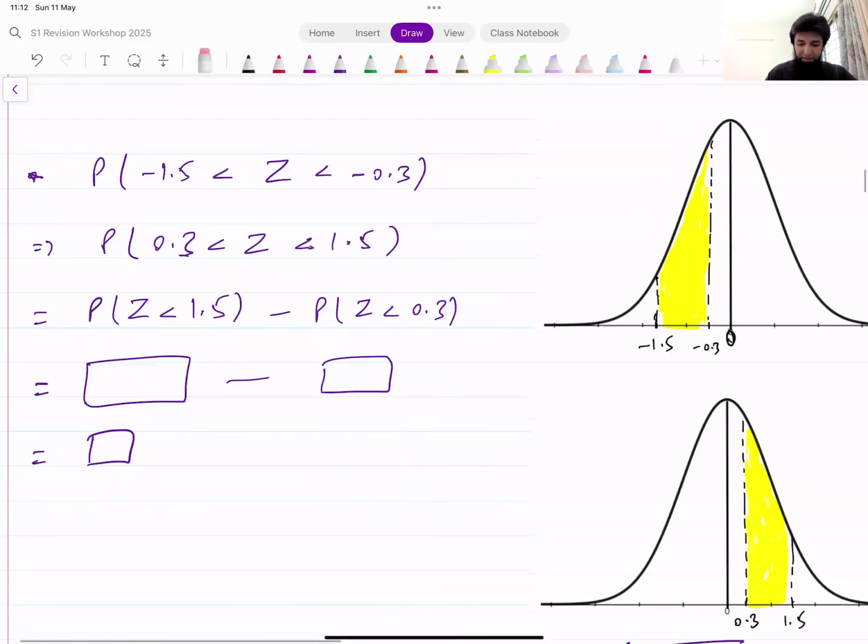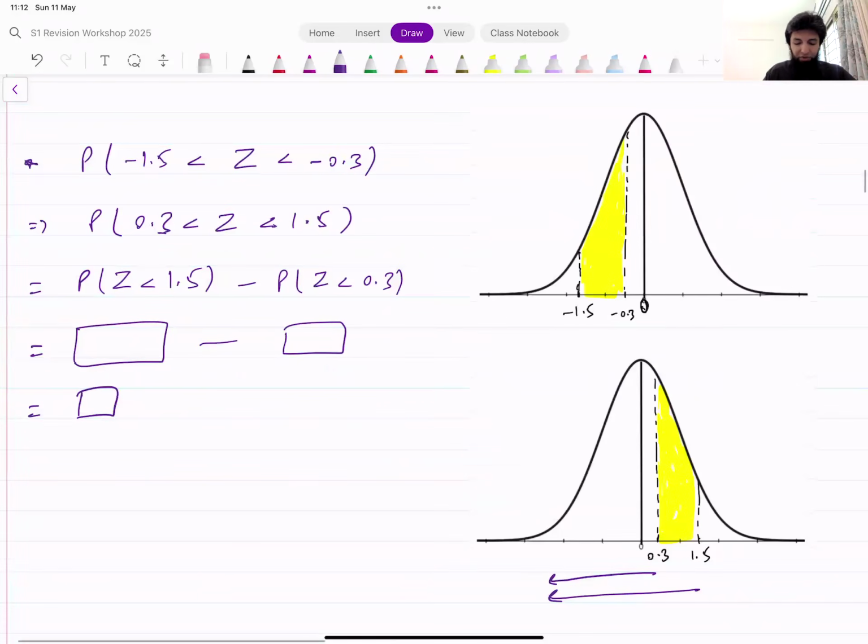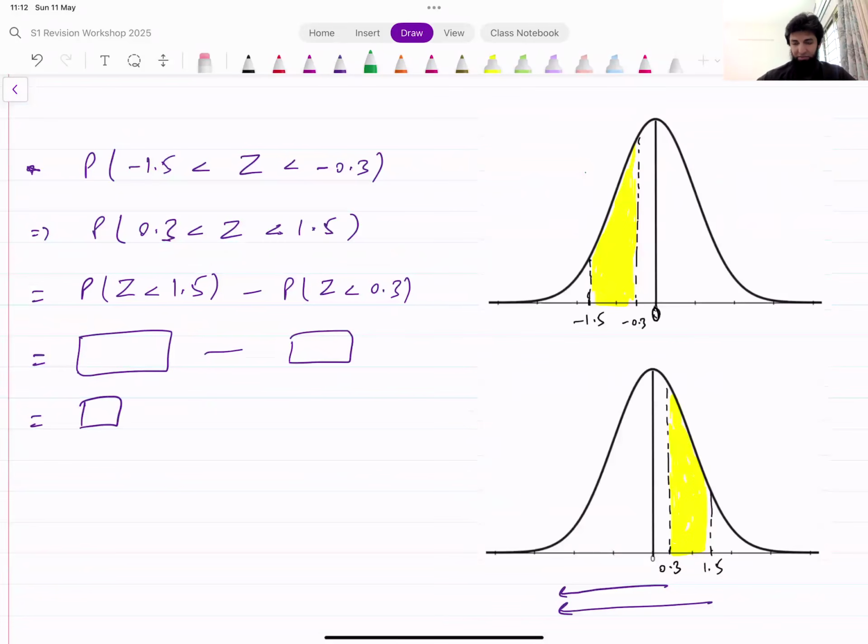Okay, let's have a look at this. Z is between minus 1.5 and minus 0.3. Okay, now these are both negative values. So on the graph, that's this shaded region. That's this shaded region, right? Now, how do you find that? Both of these values are negative. So the first thing that we do is we say, let's flip this.